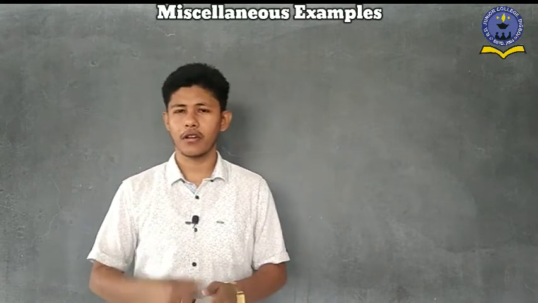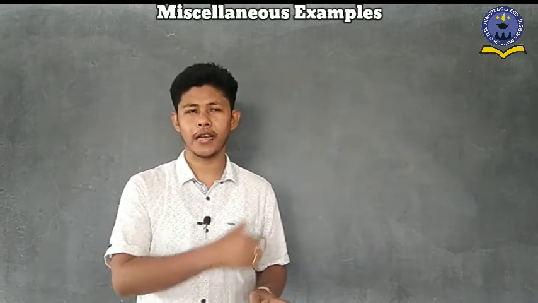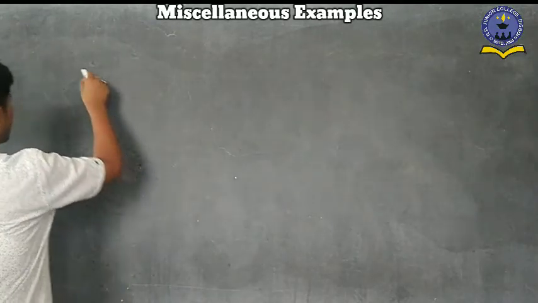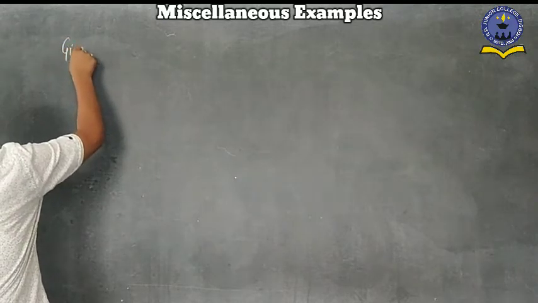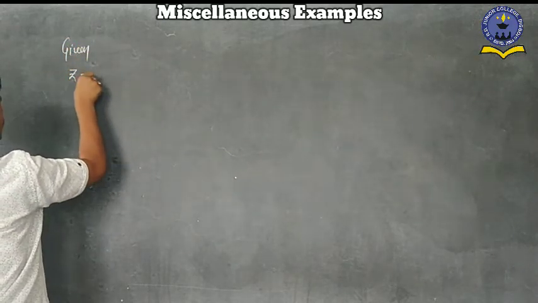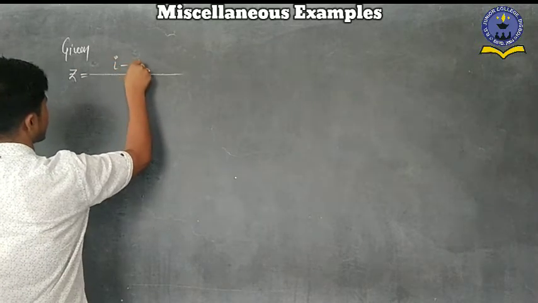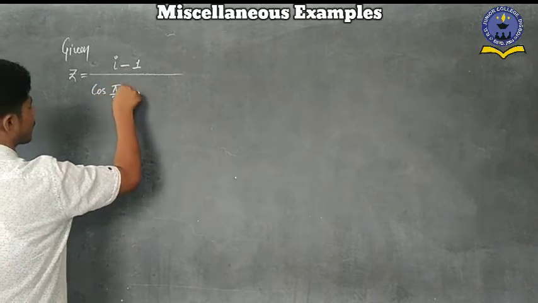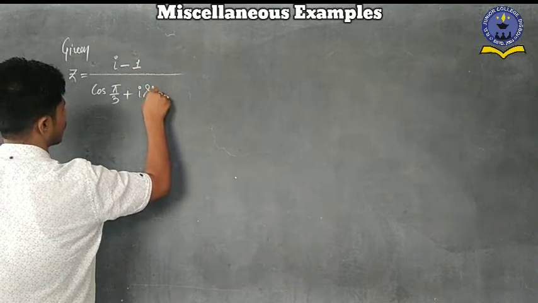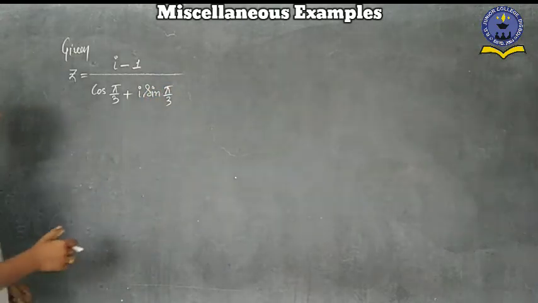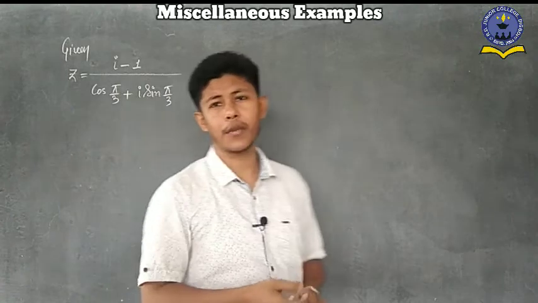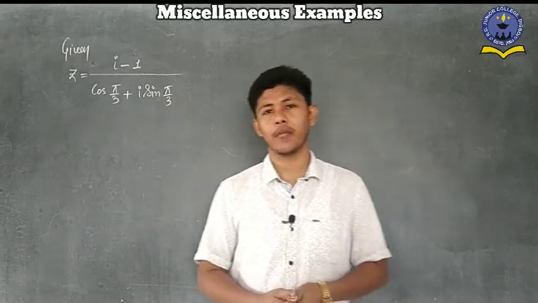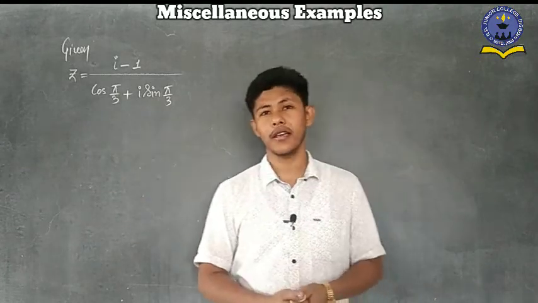So if you see the question here, the question is not given directly, as I already told you. So first of all, if you write the complex number, given z equals i minus 1 divided by cos pi by 3 plus i sin pi by 3. The complex number mentioned here is given in this way, if this is the question given here.